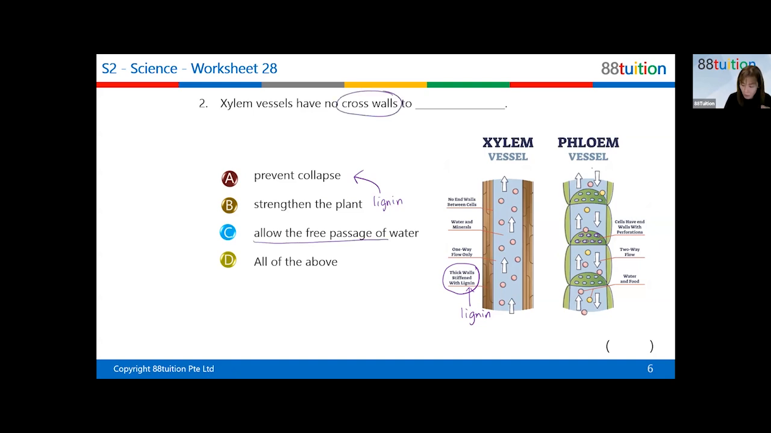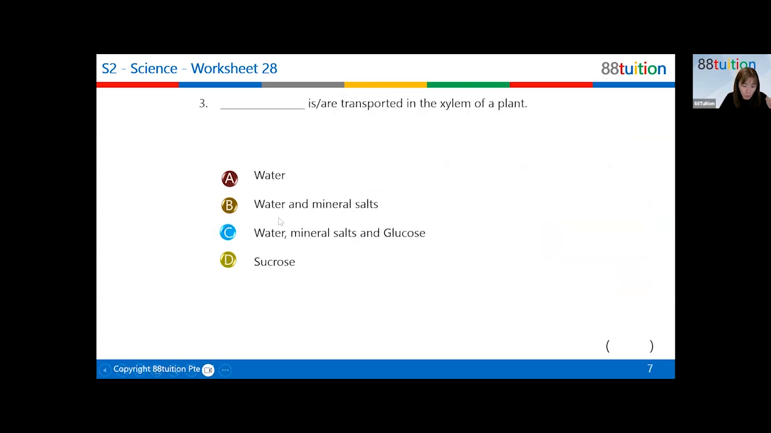Comparing the vessel of the phloem and the xylem, they are talking about the walls here. That's why the answer is C. But if you ask me, will they test you at this level? No. Some schools may though.